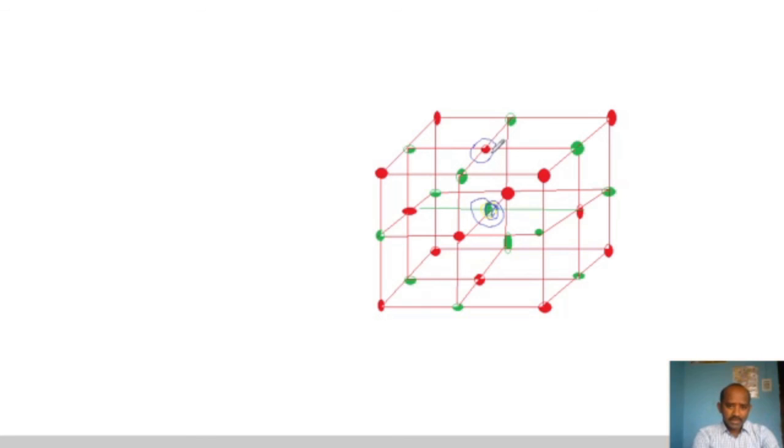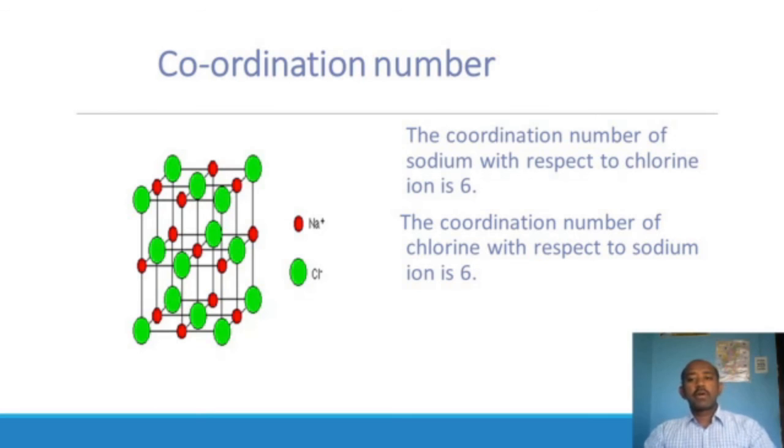Now let us take an example of this atom. This is the chlorine atom. How many atoms is it coordinating with? Let us see. It is coordinating with the 4 atoms in that plane, 1, 2, 3, 4. One atom is at the bottom and another atom is at the top, which is not shown here. So it means that the chlorine atom is coordinating with 6 atoms. The coordination number of sodium with respect to the chloride ion is 6, and the coordination number of chlorine with respect to the sodium ion is 6.